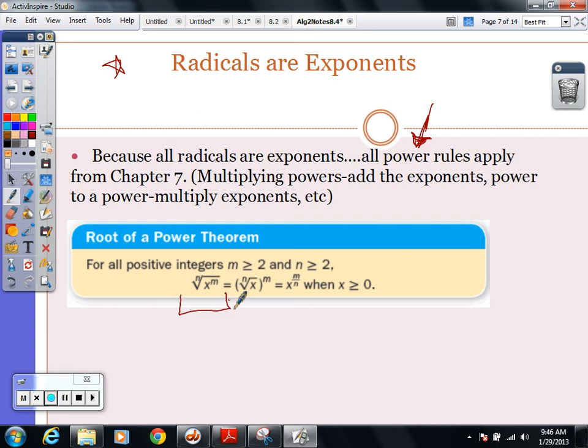So the first thing you do is take your radical and change it to a rational exponent whenever you get the opportunity, and that is the root of a power theorem. Since we already went this direction last chapter, this should make perfect sense going this way.